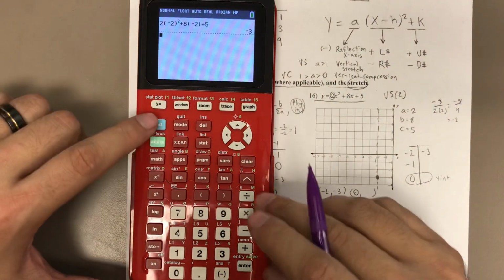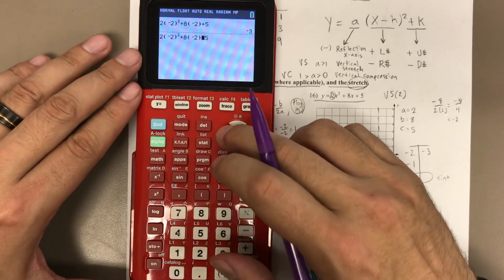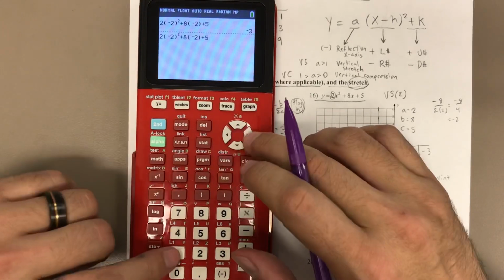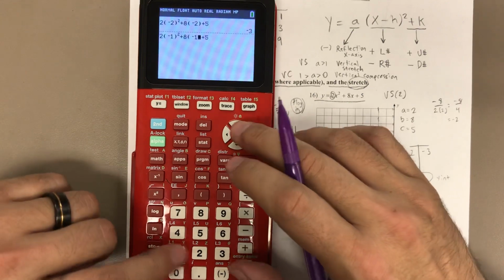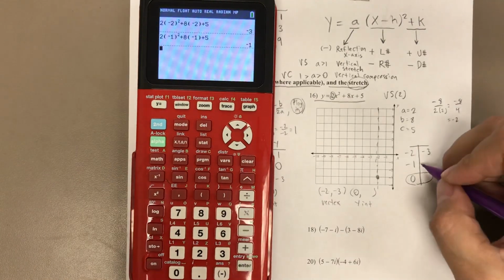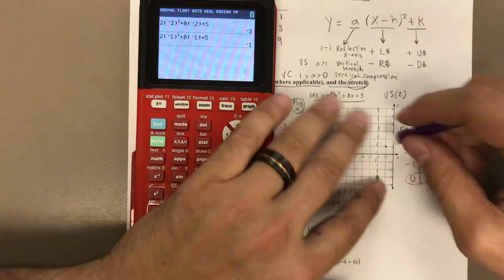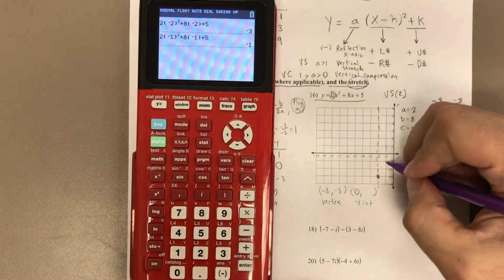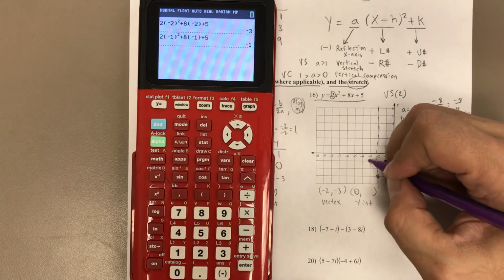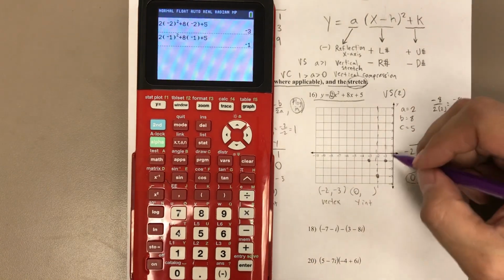Okay, so let's plug in negative 1 first. So hit second enter, and then change those negative 2s to negative 1s. Hit enter, and you get negative 1. So negative 1 is our next coordinate. So go left 1, up, left 1, down 1. I almost made a mistake there. There we go. And then reflect it over that line of symmetry, and we've got another coordinate.